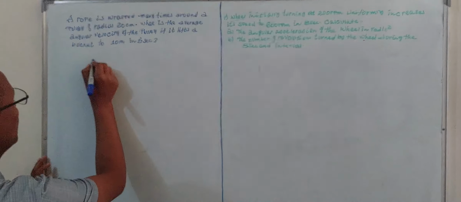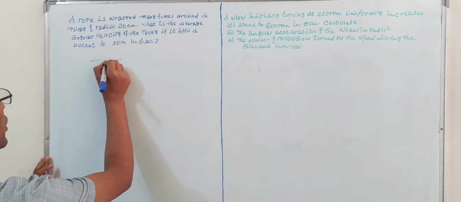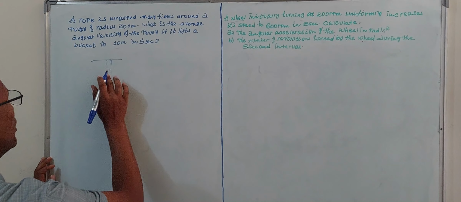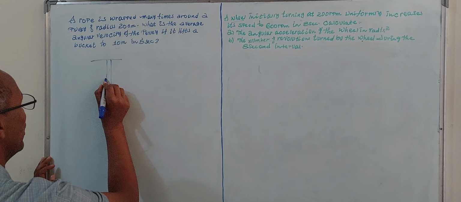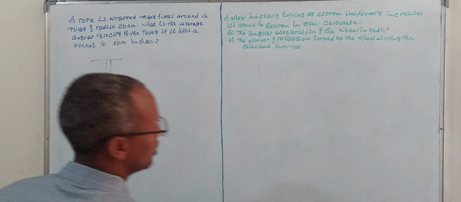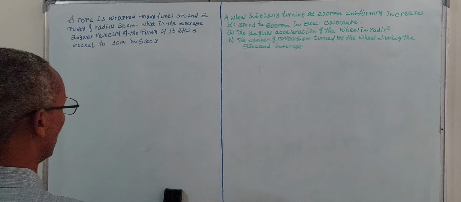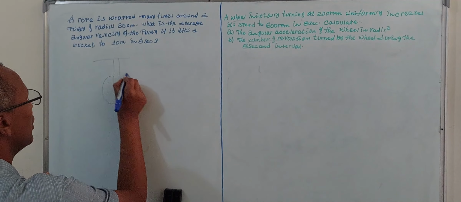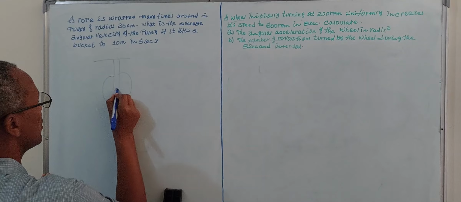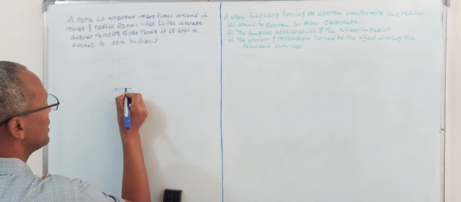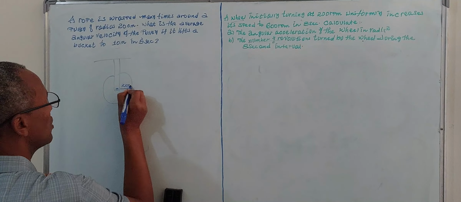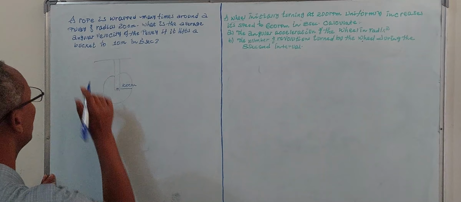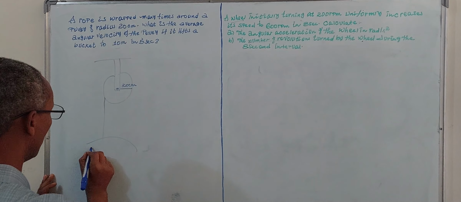So let's say you have a bucket. Let's say you have a pulley system. Let's say this is a pulley. Sorry guys, let me just go. Like I said, this is a pulley system, and this is the center of the pulley with a radius of 20 centimeters. Okay, and then we have a rope as well as the bucket, right? So let's say this is a bucket.